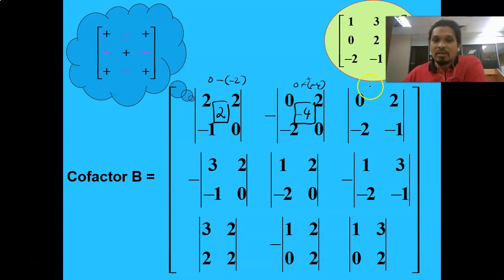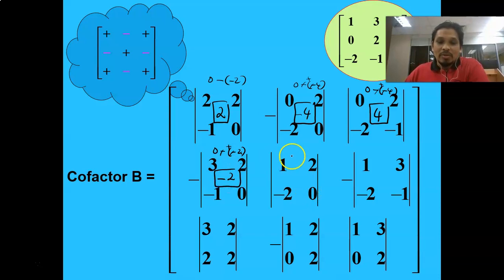Then 0 times negative 1 equal to 0, minus 2 times negative 2, negative 4. So 0 plus 4 equal to 4. 3 times 0 equal to 0, minus 2 times negative 1 equal to negative 2. So 0 plus 2 equal to 2, with negative, negative 2. 1 times 0 equal to 0, minus 2 times negative 2, negative 4. So 0 plus 4 equal to 4.